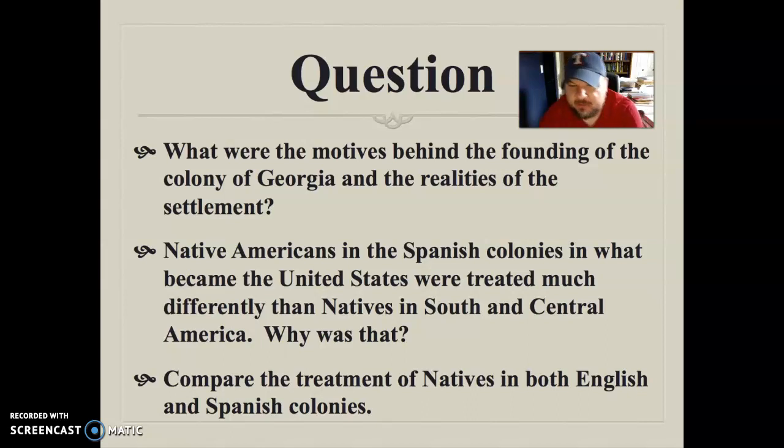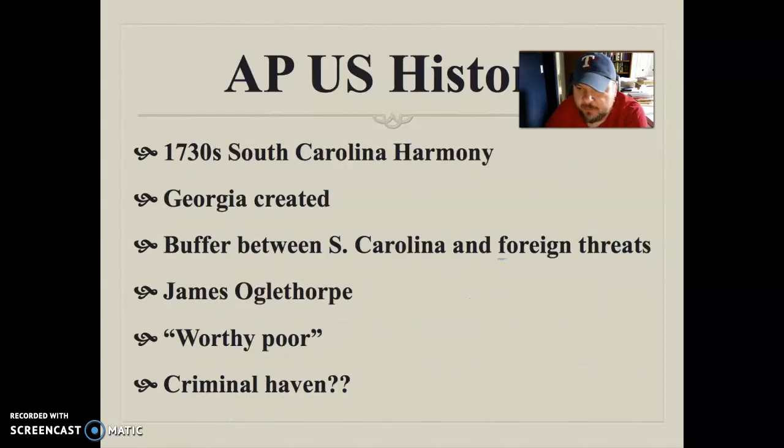Questions that include things like, what were the motives behind the founding of the colony of Georgia and the realities of the settlement? We're also going to look a little bit to the south at the Spanish colonies in North America. So how were Native Americans in Spanish colonies, in what became the United States, treated differently than the natives in South and Central America, and why did that happen? And then compare the treatment of natives in both English and Spanish colonies. How did that kind of work? So we're going to answer all three of those questions.